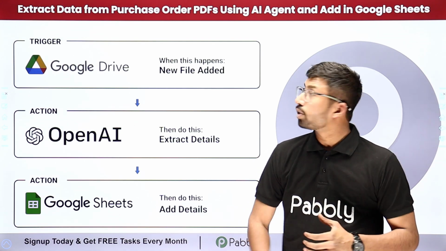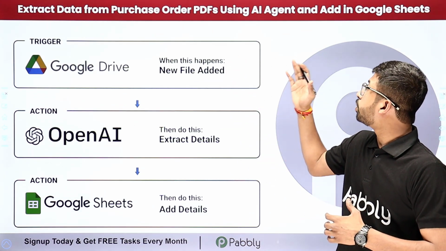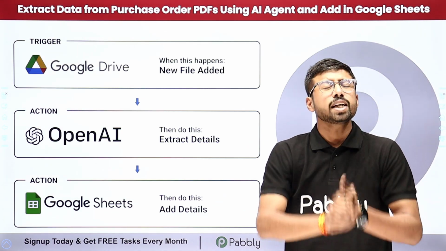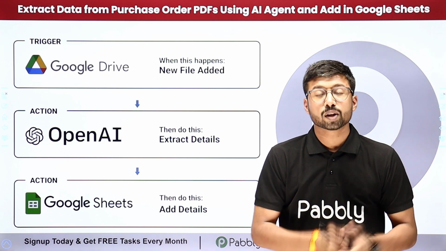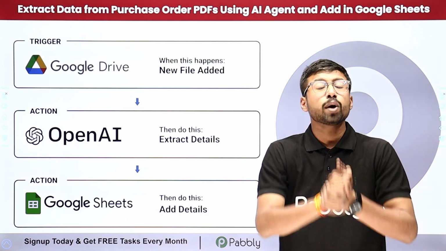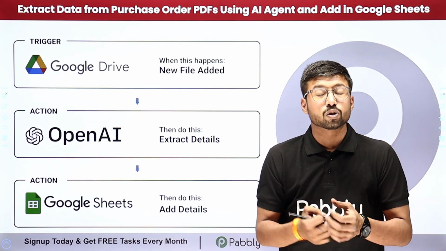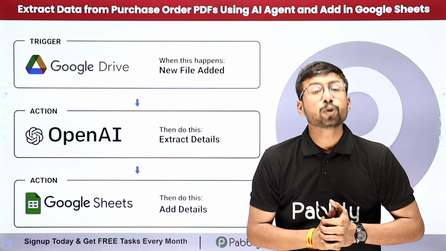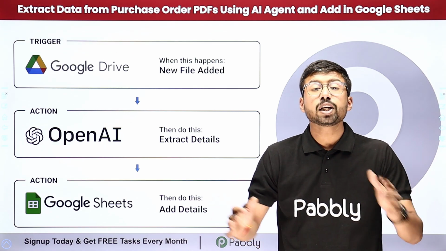So in this video, we are going to learn how to extract data from purchase order PDFs using AI agent and add in Google Sheets. Now let's say on a regular basis, you keep on dealing with multiple purchase orders and you have to extract the details, collect the details from these purchase orders, and to maintain a record, you want to add them in your Google spreadsheet. So let me tell you, you can build an AI agent which will completely automate this process for you.